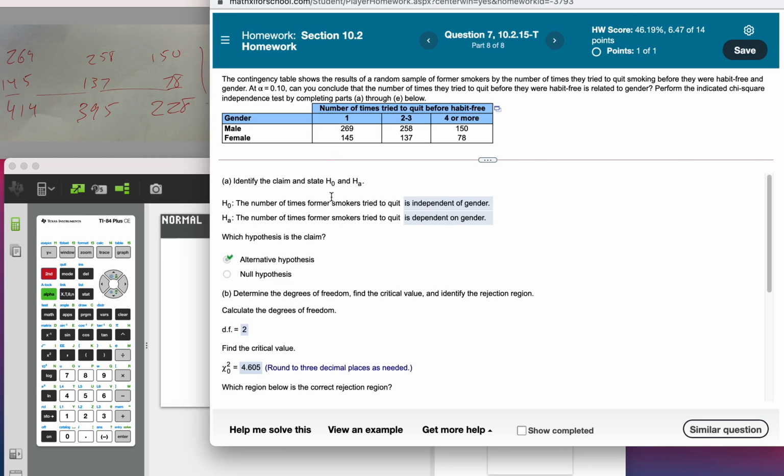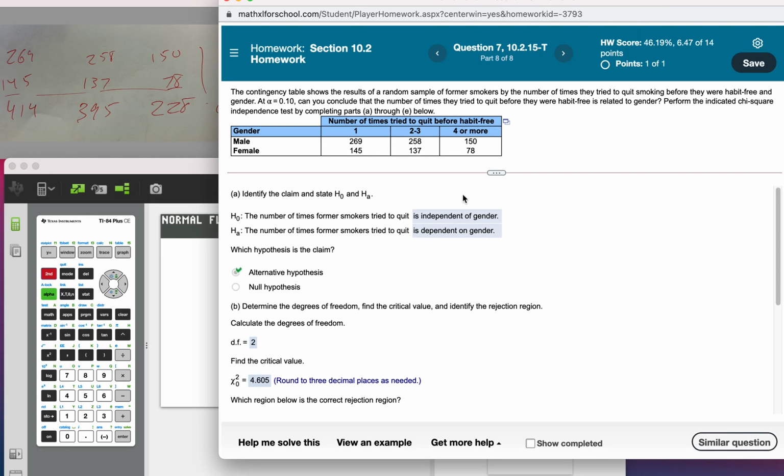So first thing they ask for is, well, identify H0. H0 is always going to have independent, and HA, the alternate, will always have dependent. So basically, this is saying it doesn't matter if you're in one of these two categories, male or female. This one is saying it does matter. There is a difference. Being male or being female is going to change these numbers around, basically make it easier to quit smoking for this problem, but just basically talking about independence and dependence. That's what those mean.